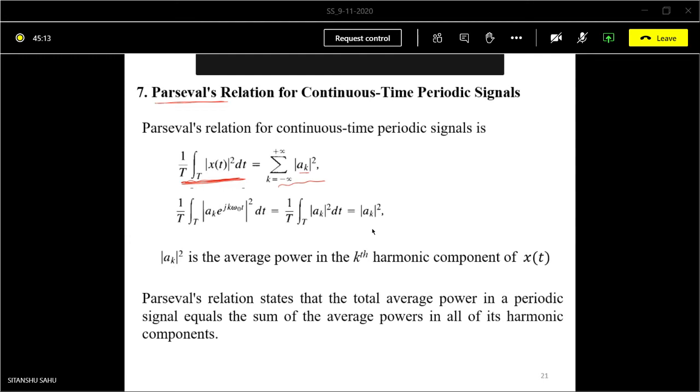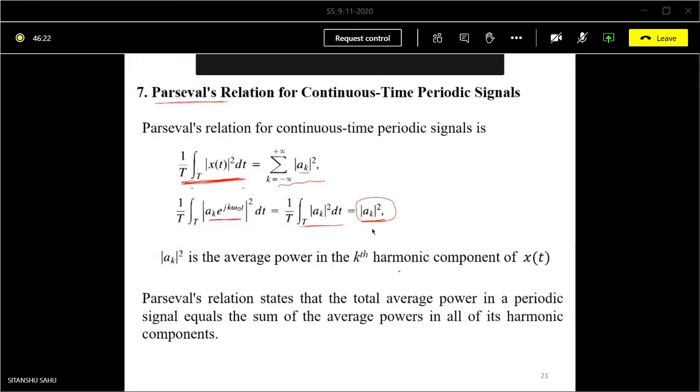Is it clear? You can prove it. If you take the energy in the time domain, it is 1 upon T integration over T of |a_k e^{jkω0t}|^2. This is nothing but the Fourier series representation of x(t). Then we get integration of |a_k|^2 times |e^{jkω0t}|^2. The magnitude of this exponential function is always 1, so the integration is nothing but integration of |a_k|^2 dt, which ultimately gives |a_k|^2. So this is the energy in the time domain, and this is the energy in the frequency domain.